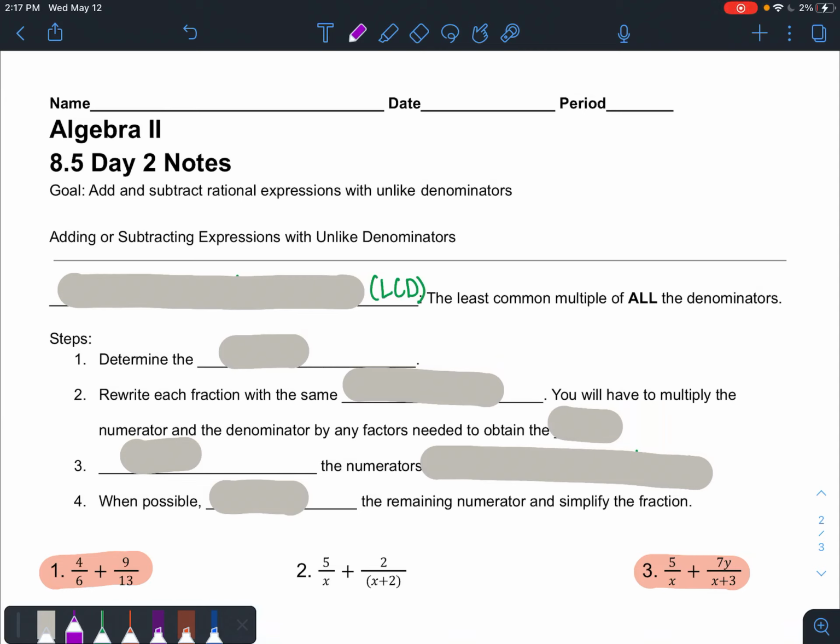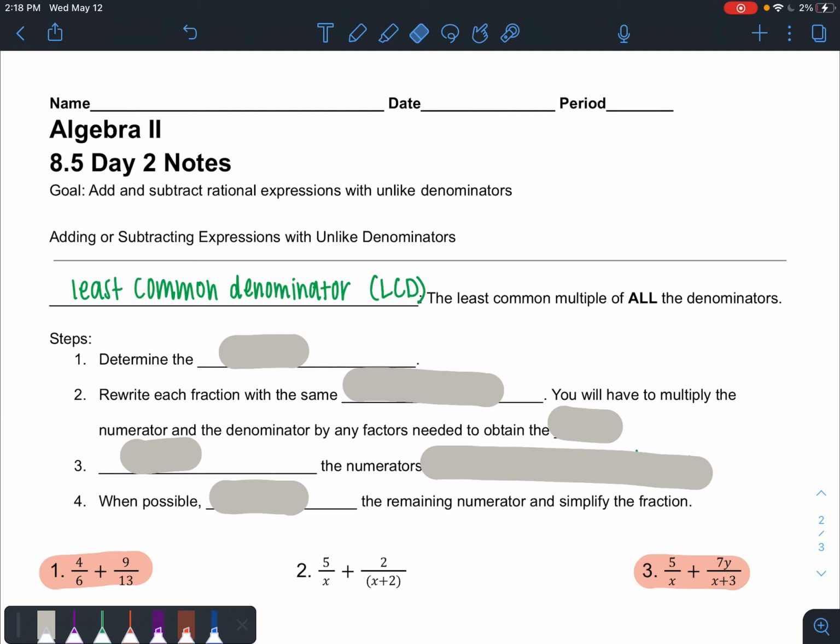Hey y'all, it's me, Miss B, and today we're adding and subtracting rational expressions with unlike denominators. So, we need to deal with this thing called the least common denominator. And the least common denominator, or the LCD, is the least common multiple of all of the denominators.